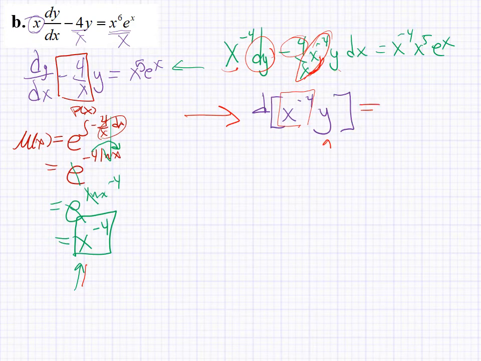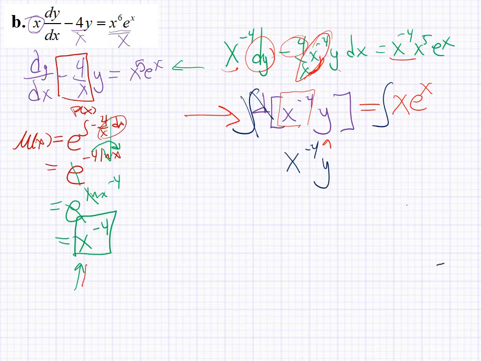And so you see that product rule working out just as well in that one. The right-hand side, well, if I have x to the negative 4 times x to the positive 5, I get just x e to the x out of that. And so now it's time to get y by itself. So what am I going to do? I'm going to integrate both sides of this. Integrating the left-hand side just gives me x to the negative 4 times y. Integrating the right-hand side, I need to do that by parts. That's a by parts integral.